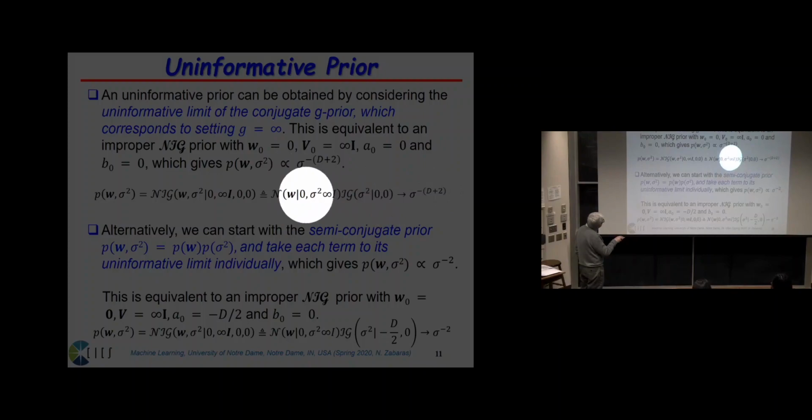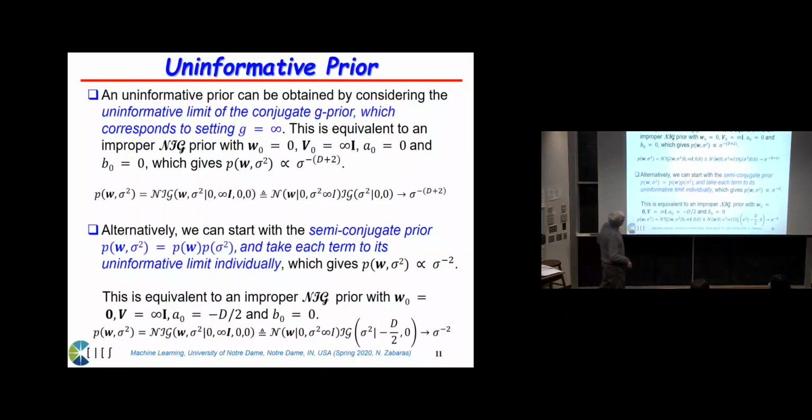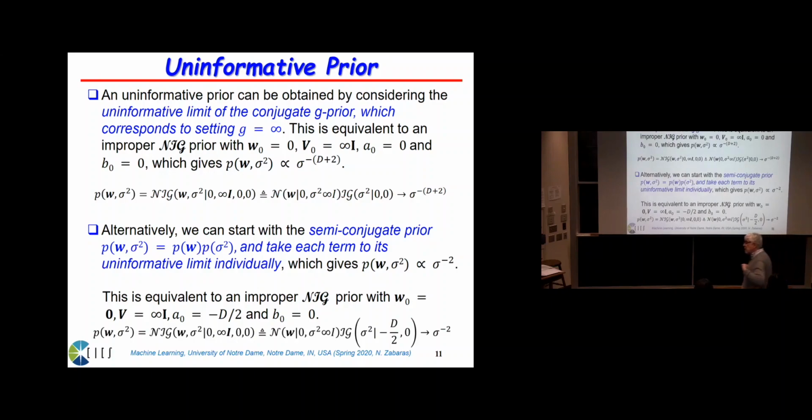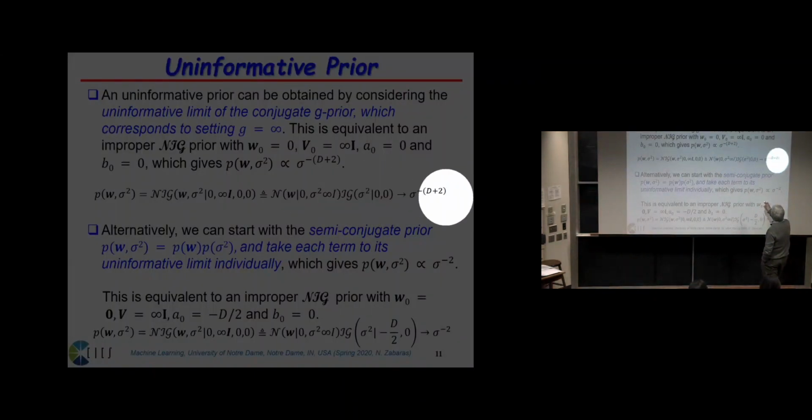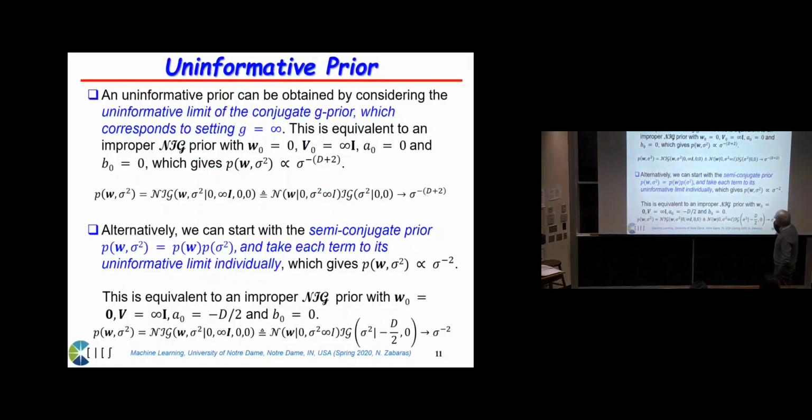And if you plug in all the numbers, it comes out that this uninformative prior is sigma to the minus d plus 2. What a weird number. D is the dimensionality, how many variables W you have. And where do you get the sigma to the minus d? You get it from the normalization factor of this Gaussian. And where do you get sigma minus 2? That comes from the inverse gamma with parameters 0 and 0. All right? So this uninformative prior for the joint is sigma to the power minus d plus 2.